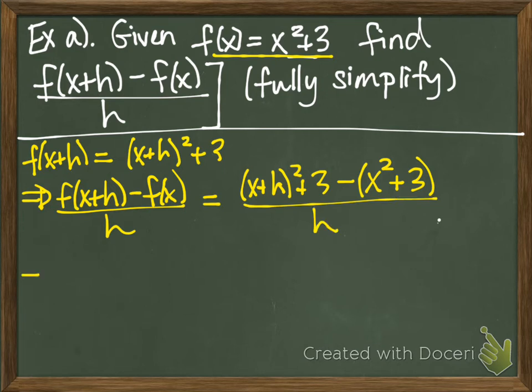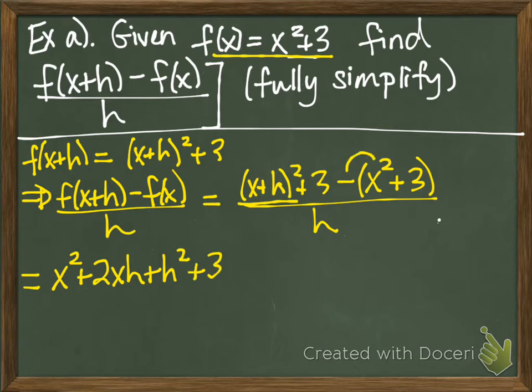Okay, so we want to simplify as much as we can, so let's do some simplification in the numerator. We're going to want to actually expand out this first term, x plus h squared. So when we expand this out, we're going to get x squared plus 2xh plus h squared. Okay, then I still have plus 3 there. And now I want to distribute this minus sign to both of these terms. So I'm going to have minus x squared minus 3 all over h.